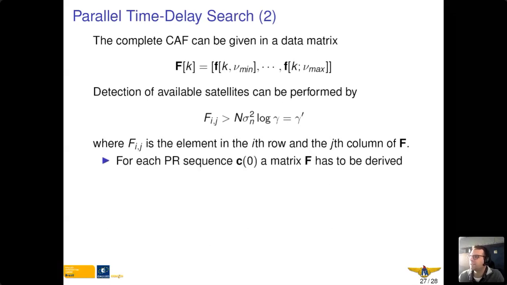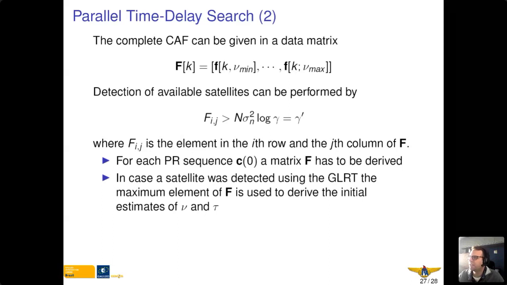against our threshold. We have to do this for each PRN sequence, so we have to define one of these matrices. For each satellite, we have to calculate a matrix F, and we have to probe each value against the threshold.